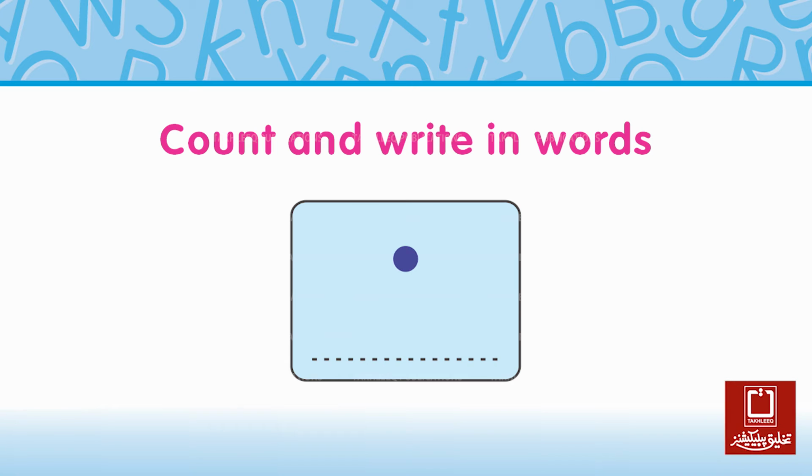1. Here is 1 dot. The spellings of 1 are O, N, E. 1. So we write here O, N, E.